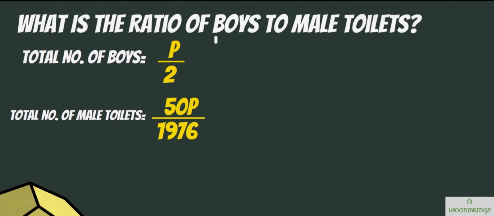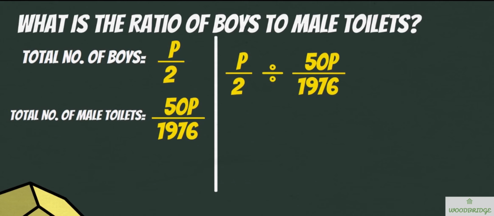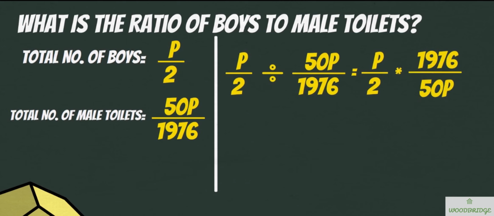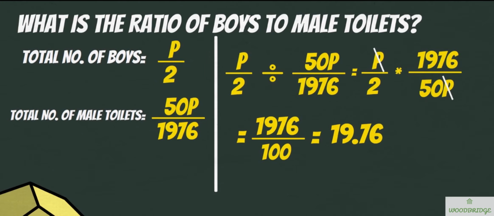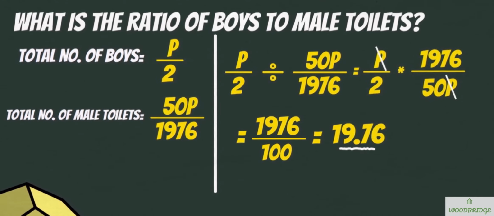The number of boys is p over 2, and he's just calculated the number of male toilets to be 50p over 1976. To divide a fraction by another, we simply turn the division part upside down, and multiply. When multiplying, if you get the same number on the top and the bottom of the fraction, you can simply cross them out. So there goes p, and what we have left is 1976 over 2 times 50, or 1976 over 100, which is a simple division and works out to 19.76.